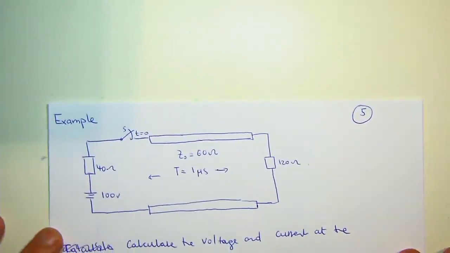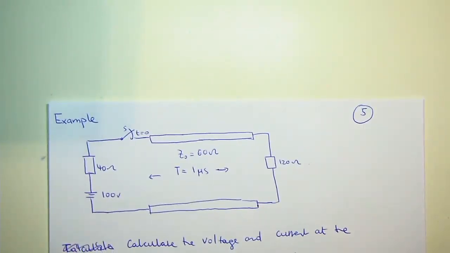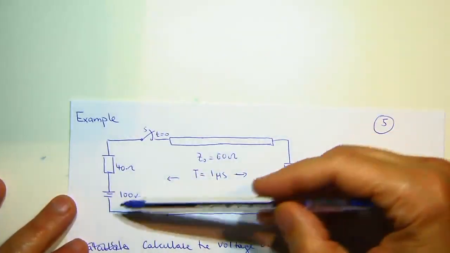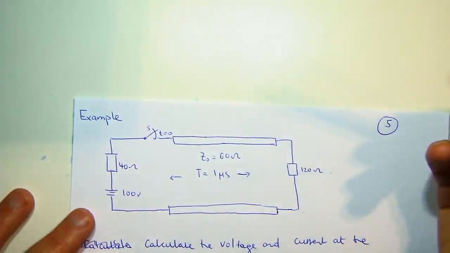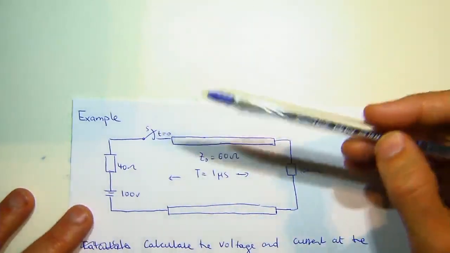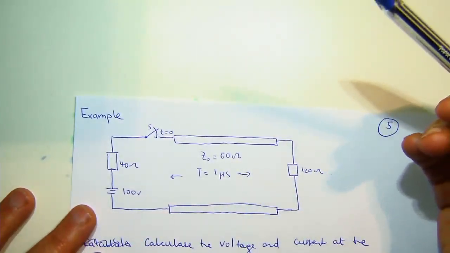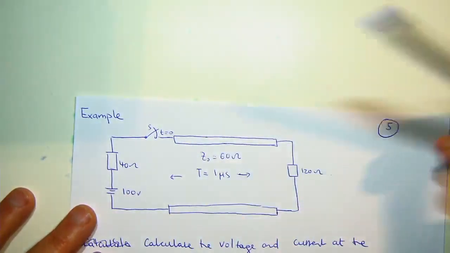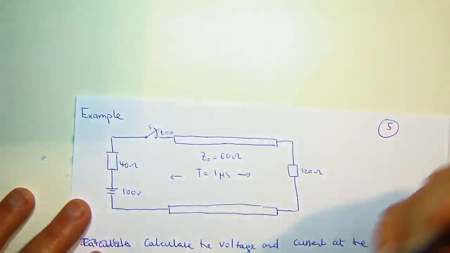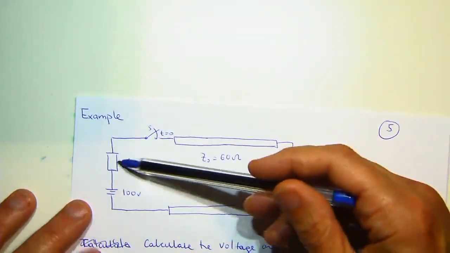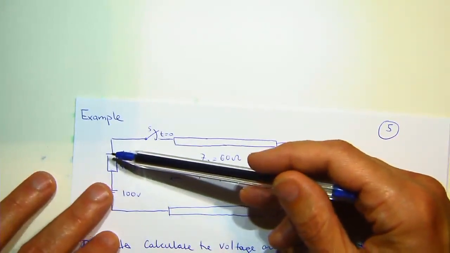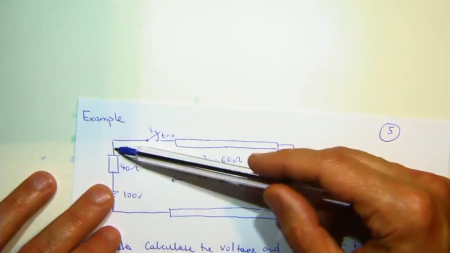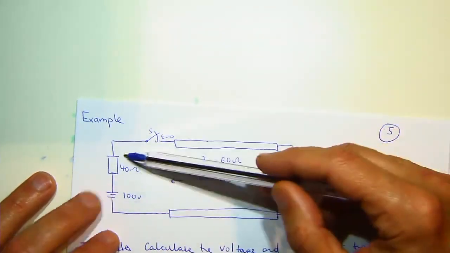Okay, and this is the example. Suppose I've got a generator, and for argument's sake, it is a DC generator, and the voltage that it puts out is 100 volts. And for whatever reason, I'm notorious for breaking connectors, so I've broken a connector, and all of a sudden the impedance is now 40 ohms.